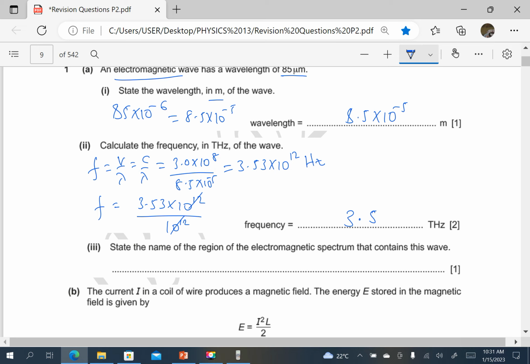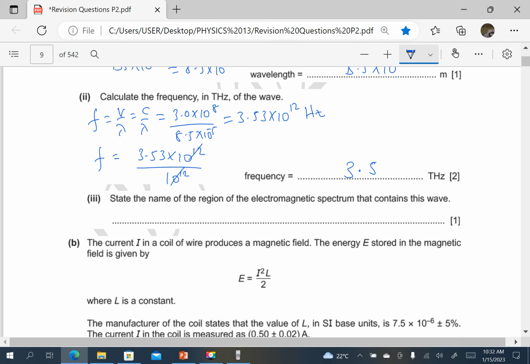Say the name of the region of the electromagnetic spectrum that contains this wave. So you don't just guess, I think it is easier to see the region by looking at the wavelength. Here we have the visible spectrum, which is from 7 times 10 power negative 7 for red and 4 times 10 power negative 7 for violet. The wavelength we have is 8.5 times 10 power negative 5. You notice that it is on the left of the visible spectrum.